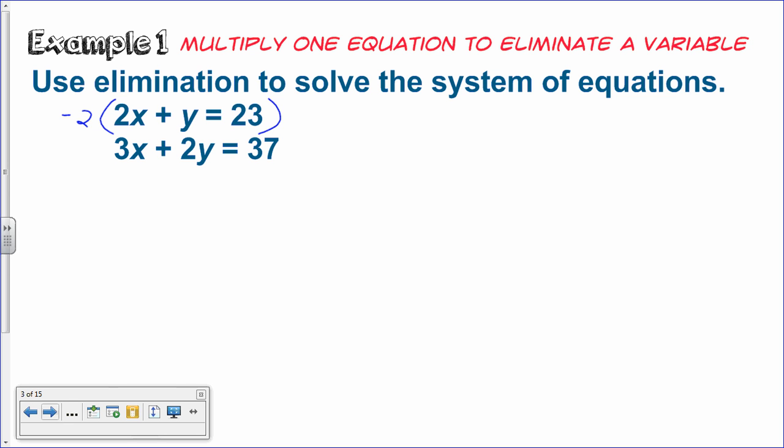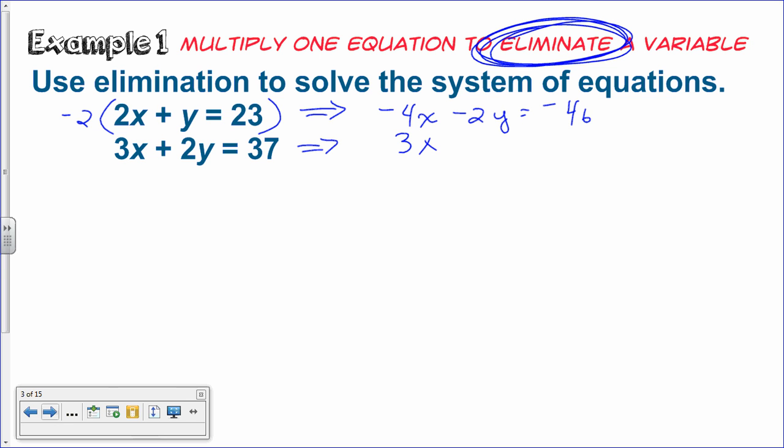Does everybody see what we're doing? Okay. So now I need to distribute to each term inside, which is going to give me, or rewrite that as what? Negative 4x minus 2y equals negative 46. Good. Well, we're going to bring the other one over too, and I'm just going to write it underneath that one. But remember, the whole idea is we want to eliminate one of the variables so I can solve for the other one. Does that make sense? Okay.